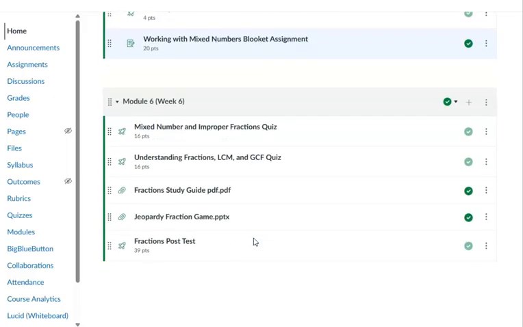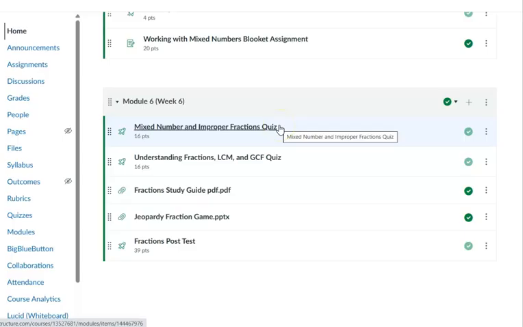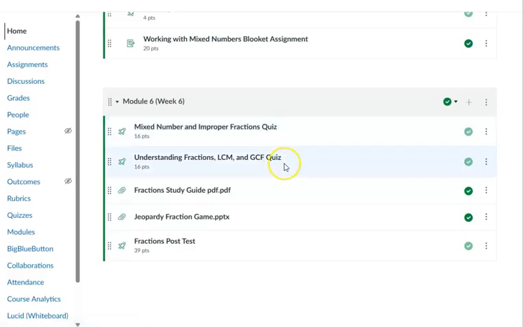The final module of the course is Module 6. At the beginning, it's going to contain a quiz on mixed numbers and proper fractions. This is just a recap of the topics they learned at the end of the previous week. Then the second quiz in this module is a quiz on fraction vocabulary that was introduced during week 1. The students would be reminded throughout the course that they would need to be studying these words, so they were prepared for this quiz.